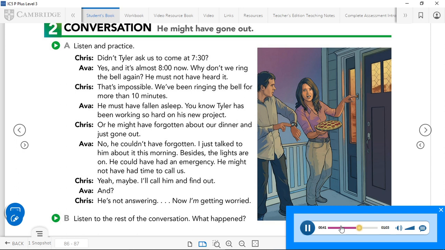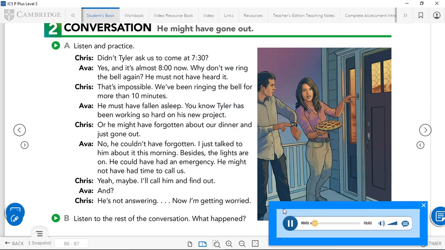No, he couldn't have forgotten. I just talked to him about it this morning. Besides, the lights are on. He could have had an emergency. He might not have had time to call us. Yeah, maybe. I'll call him and find out. He's not answering. Now I'm getting worried.